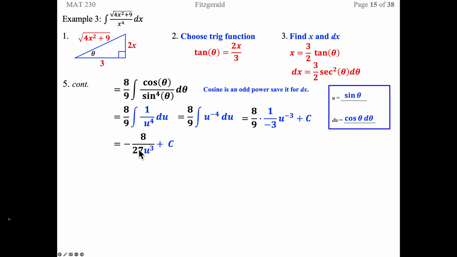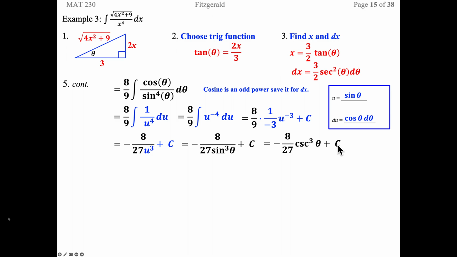Negative 8 over 27 u cubed. Because now that negative power, I'm going to move it down into the denominator with a positive power. Bring back my sine theta in the denominator, but I don't like this denominator to have a trig function in it. Think of this as 1 over sine theta, which is cosecant theta. That way I have no trig functions now left in the denominator. We have its reciprocal identity. So negative 8 over 27 cosecant theta cubed plus c.